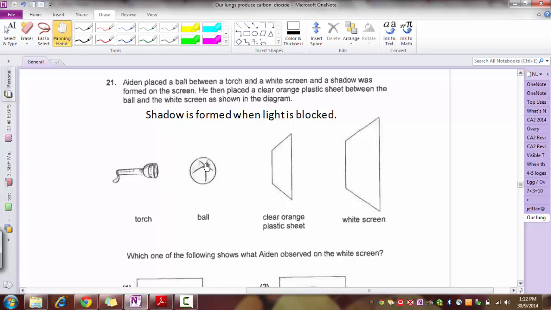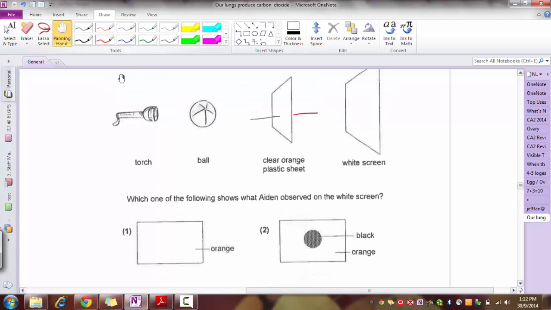The ball will produce a round shadow. With the clear orange plastic sheet, if light shines through, the light will turn orange. Initially the light will be white, then once it passes through, it will turn orange. The clear orange plastic sheet changes the color of the light. So that's why your answer is 2, because your shadow is black, but the light will turn orange because of the clear orange plastic sheet.